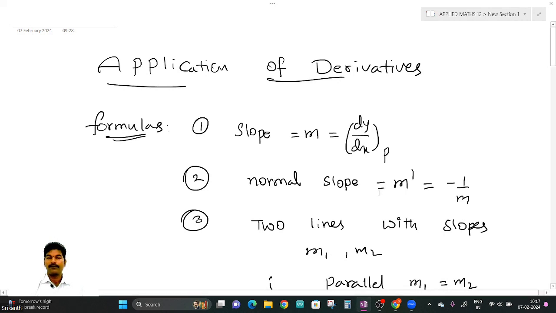We are going to learn some basic formulas on the application of derivatives topic. Here are the main formulas you should learn. Here, slope means m is equal to dy by dx, and normal slope means m dash. It is called minus 1 by m.